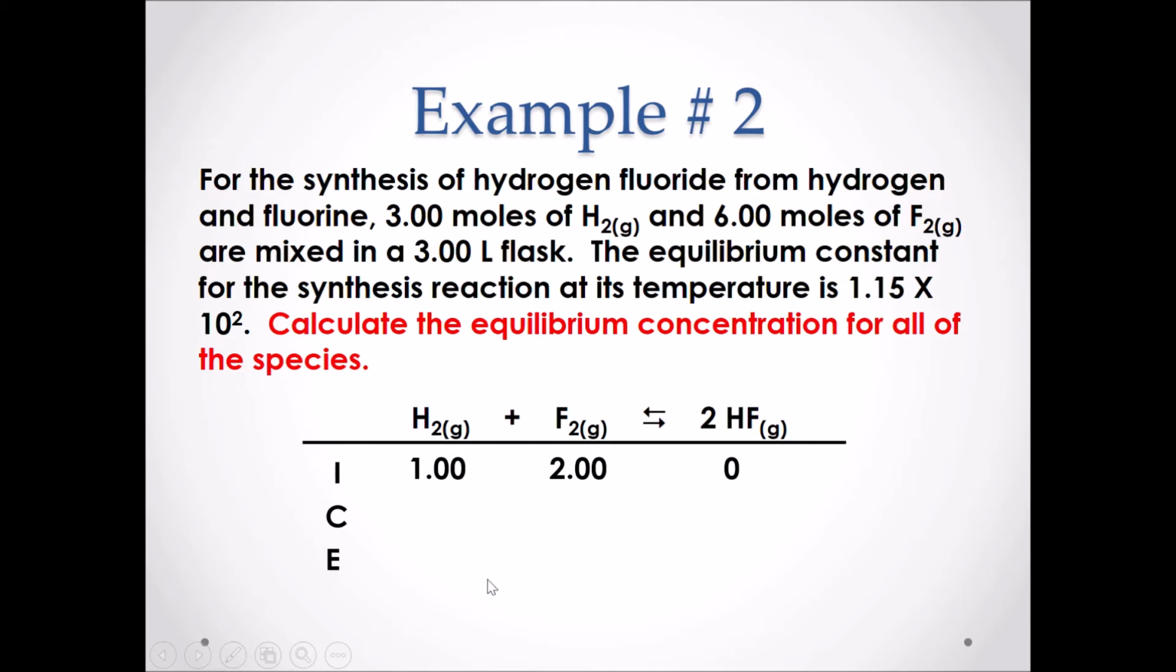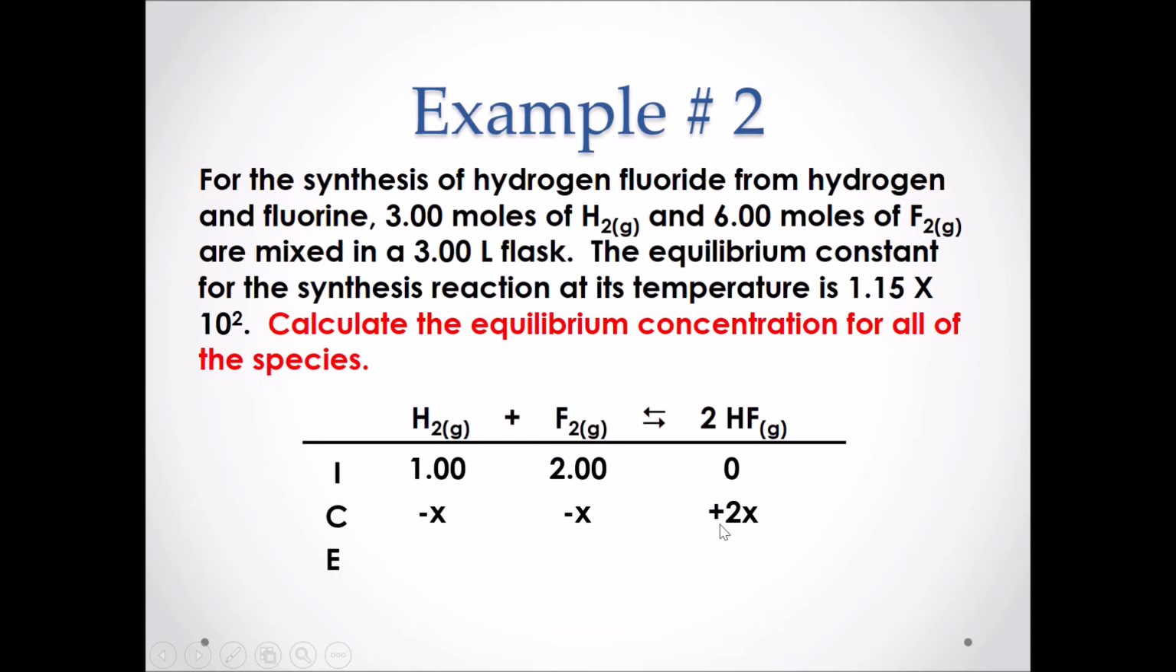We were not provided with an equilibrium concentration of any chemical species, so we will have to make change an unknown variable. Since we are starting with only reactants, the reactants must lose. They will be minus X. And since we're starting with no products, the products must gain. They will be positive X.